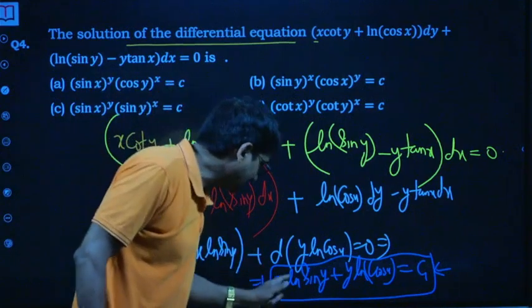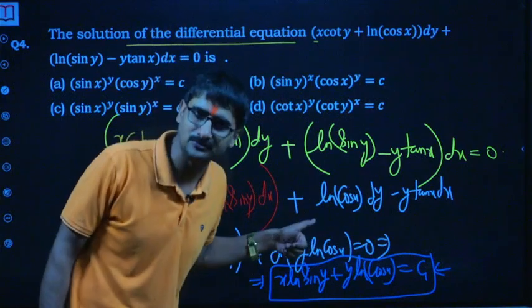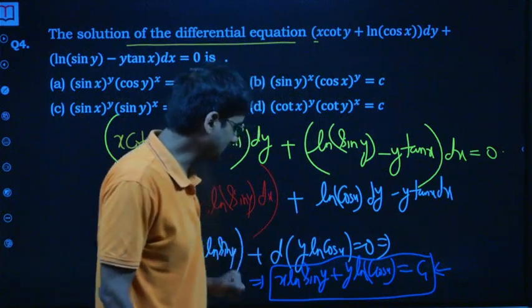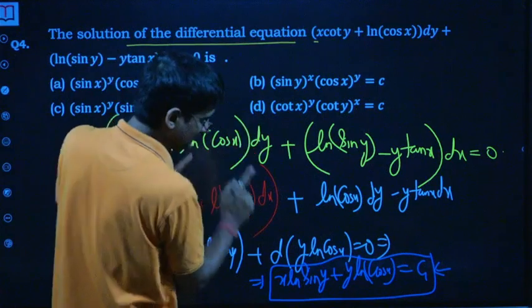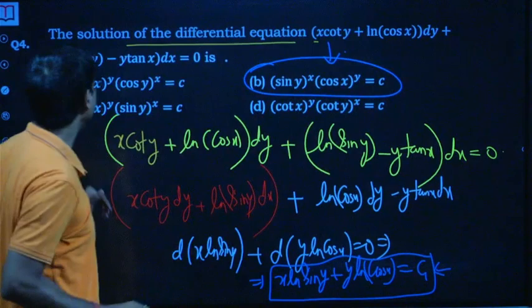Yes. If I take the coefficients inside, they appear as the power of the input within the log. So sin y raised to the power x into cos x raised to the power y is equal to a constant. So that should be the answer. Okay, now quickly moving to the next one.